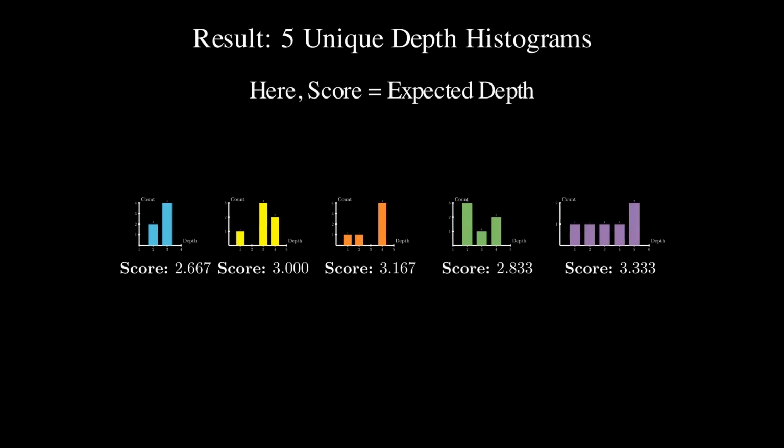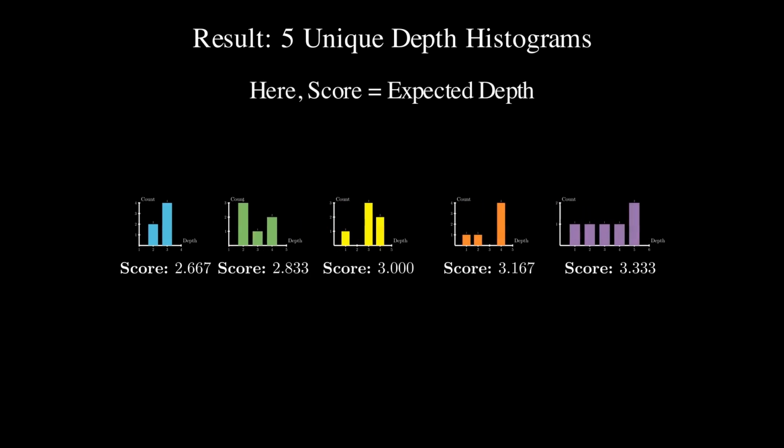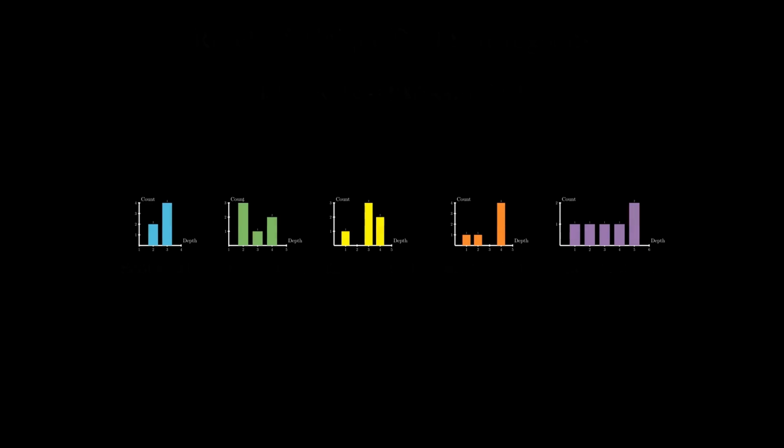Next, we sort them by their score, from best to worst. The strategy on the far left now has the lowest average depth, making it the most efficient on paper. But how do they compete in a head-to-head match? To find out, we transform the strategies into a matchup matrix. Let's see how each strategy fares against other strategies.